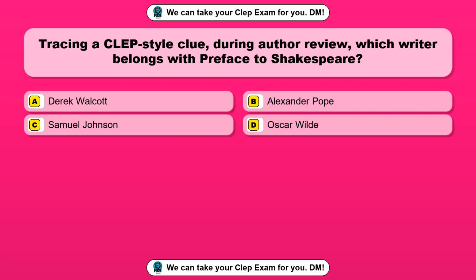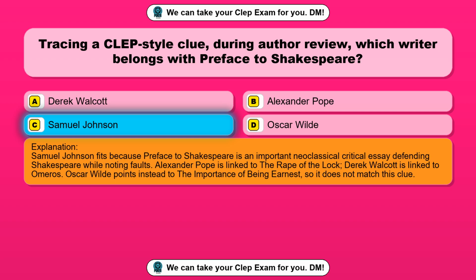Question 91. Tracing a CLEP style clue during author review, which writer belongs with Preface to Shakespeare? Option A, Derek Walcott. Option B, Alexander Pope. Option C, Samuel Johnson. Option D, Oscar Wilde. The correct answer is option C, Samuel Johnson. Samuel Johnson fits because Preface to Shakespeare is an important neoclassical critical essay defending Shakespeare while noting faults.